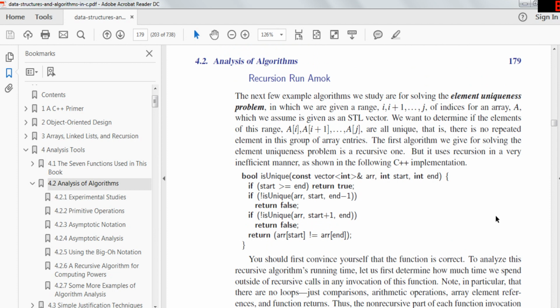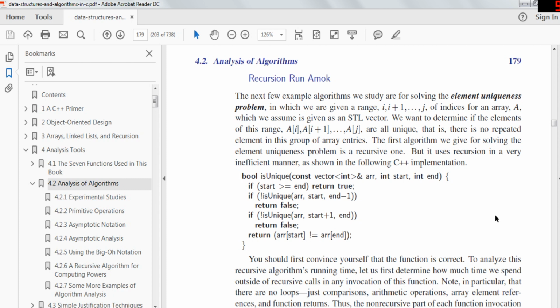Let's talk about recursion. The next few problems we're going to study are the element uniqueness problem, which is in a range of i to j indices of an array A, which we assume is given as an STL vector. You want to determine if the elements of this range are all unique, that there are no repeated elements in a group of array entries. The first algorithm we give for solving the problem is a recursive one. It uses recursion in a very inefficient manner, as shown in the C++ implementation. It just goes through and checks if it's unique.